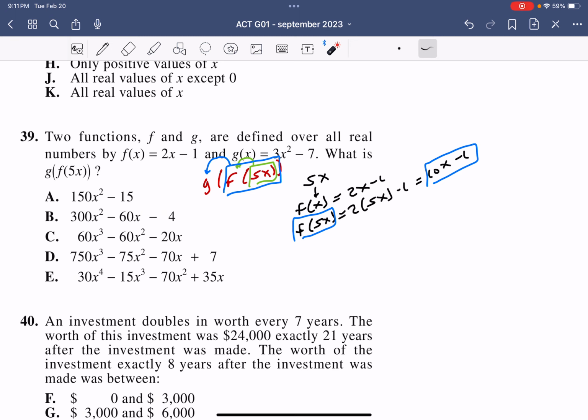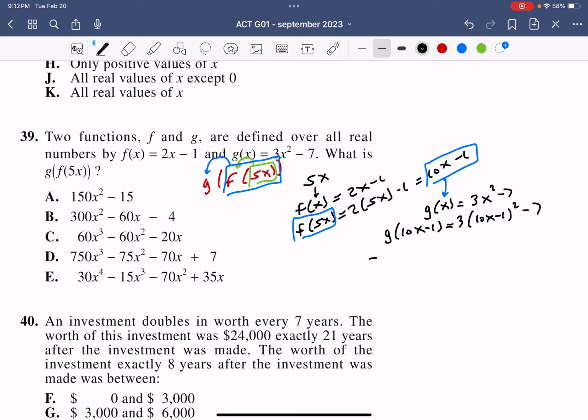So like I said, once you get the answer here, that answer gets plugged into the g function, the x in the g function. So this gets plugged in here for x. So when you rewrite this, this is g of 10x minus 1 is equal to 3, and this is now 10x minus 1 squared minus 7. So we're going to need to go ahead and expand that in the parentheses, right? Whenever you have an expression with a minus sign or plus sign and it's to a second power, you have to write this thing twice and FOIL it.